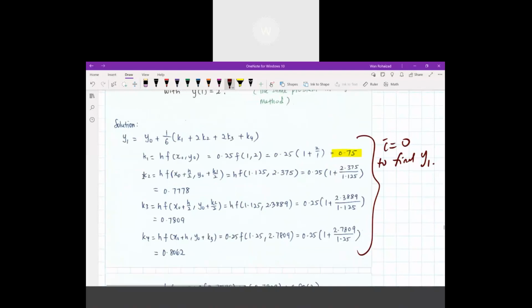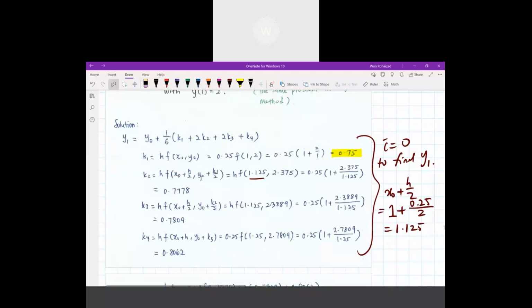Next, k2 equals h f(x0 plus h over 2, ...). So x0 plus h over 2 equals x0, which is 1, plus h, 0.25, over 2. So 1.125 here.